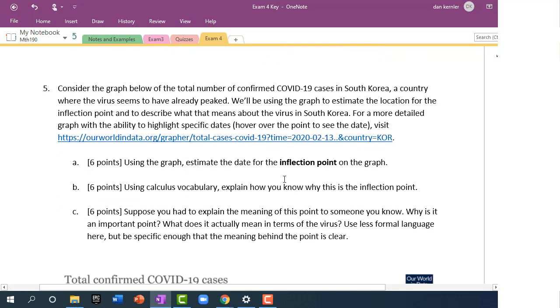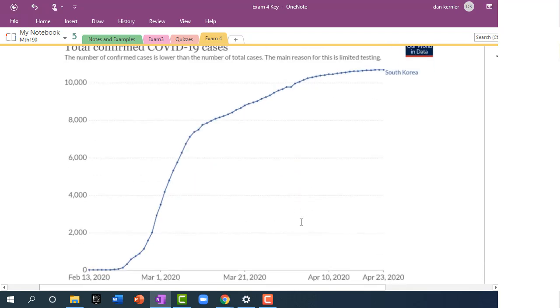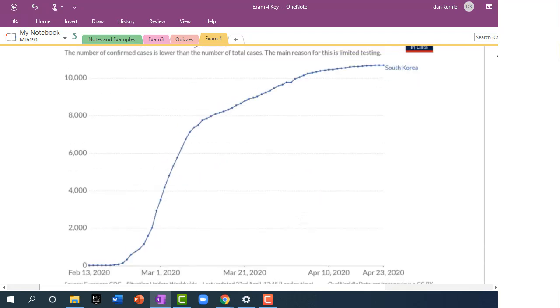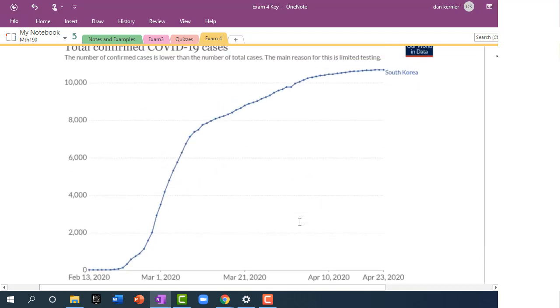Okay, moving right along. We have this graph. We're going to use the graph to estimate the date for the inflection point. Using calculus vocabulary, explain why this is the inflection point, and then suppose you had to explain the meaning to someone you know. So I'm going to do some of that verbally because I don't want the video to take longer. Just watch me while I'm writing.